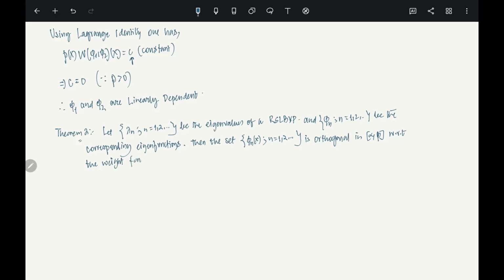Weight function. Rx equals to 1. Is it okay? So basically what it is saying is this, Rx equals to 1.